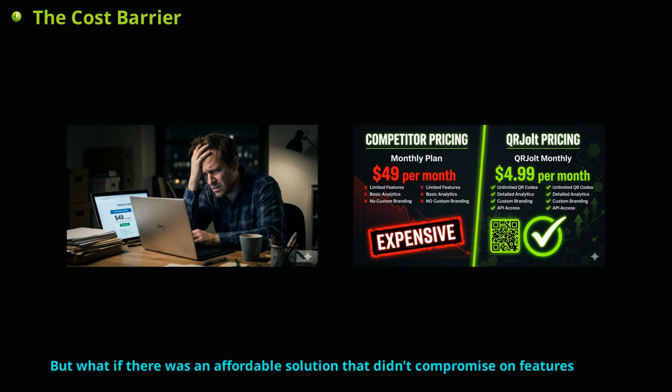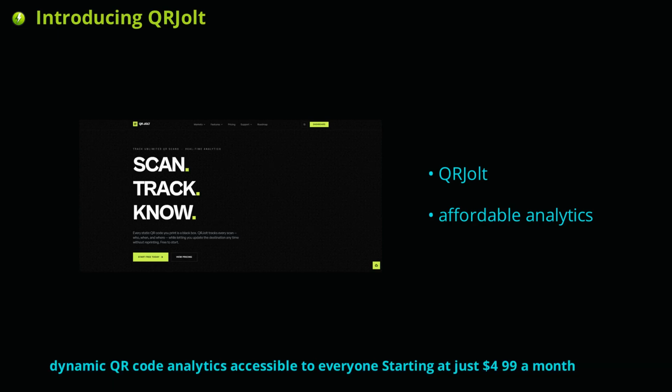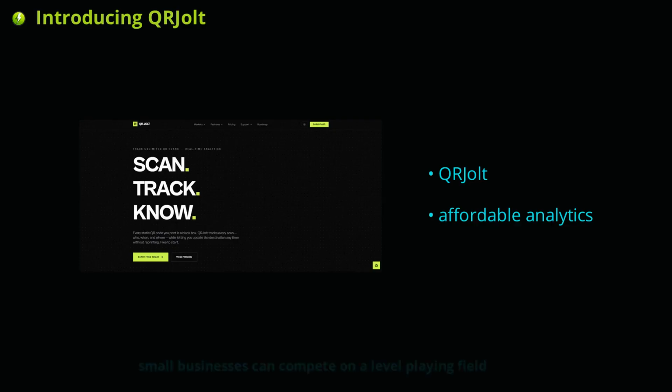But what if there was an affordable solution that didn't compromise on features? QR Jolt is changing the game by making dynamic QR code analytics accessible to everyone. Starting at just $4.99 a month, QR Jolt offers the same enterprise-level analytics that big companies use, but at a fraction of the price. Now, small businesses can compete on a level playing field, tracking every scan and updating their codes as needed. QR Jolt removes the cost barrier, empowering businesses of all sizes to make data-driven decisions and get the most out of their marketing.